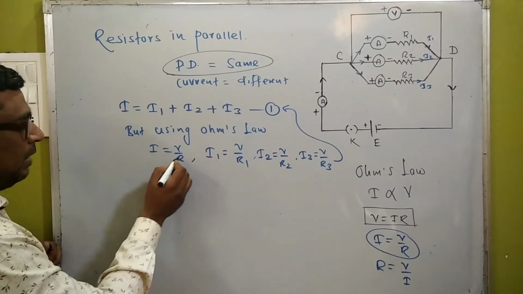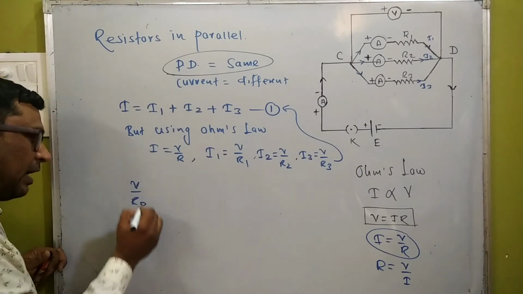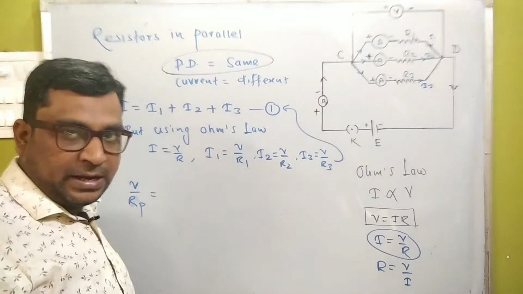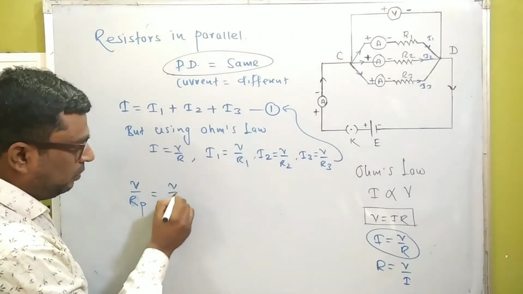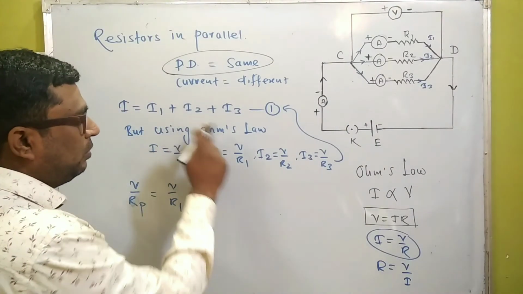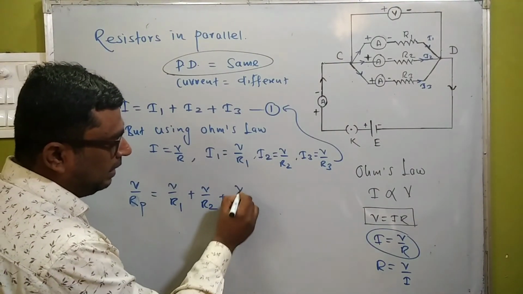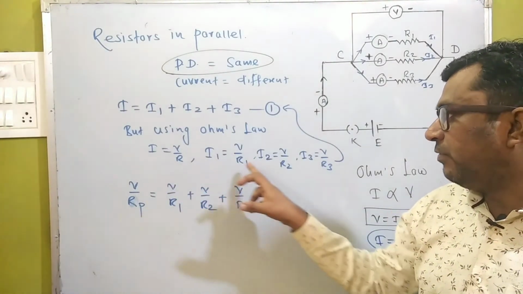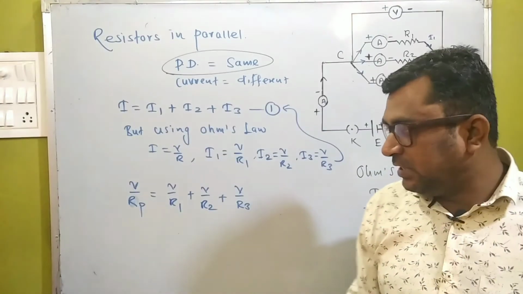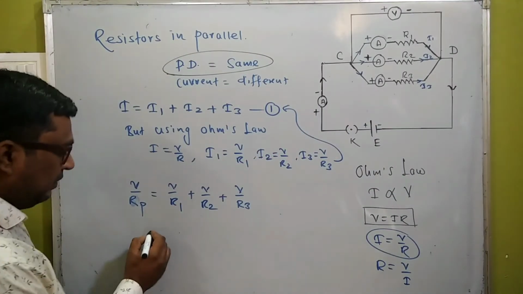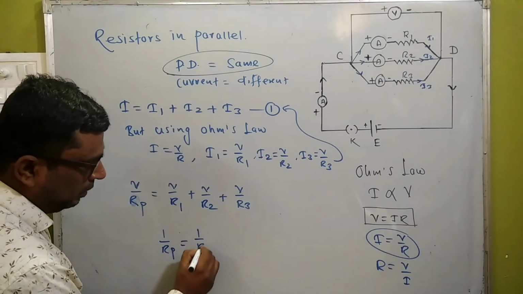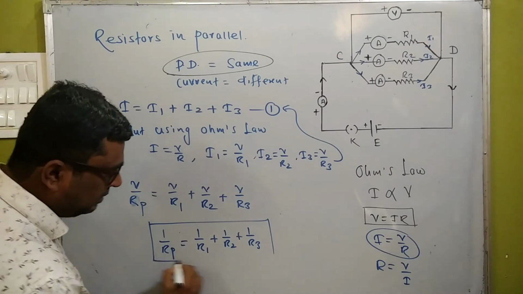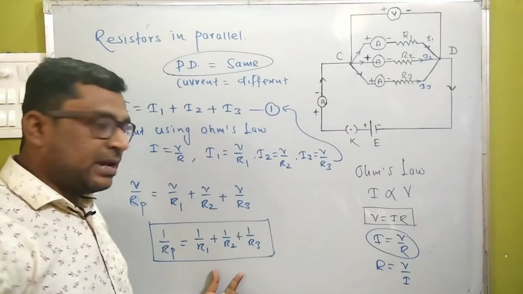Now put all these values in equation number 1. Instead of I, I replace it with V upon Rp. Here R stands for effective resistance, and P stands for when they are connected in parallel. Second, for I1 we put the value V upon R1, plus for I2 the value V upon R2, and I3 equal to V upon R3. After putting in the respective values of I1, I2, I3, we get this equation. As the potential difference is the same, we can omit it. If we remove this V, we get 1 upon Rp is equal to 1 upon R1 plus 1 upon R2 plus 1 upon R3, and this is the equation for the resistors when they are connected in parallel.